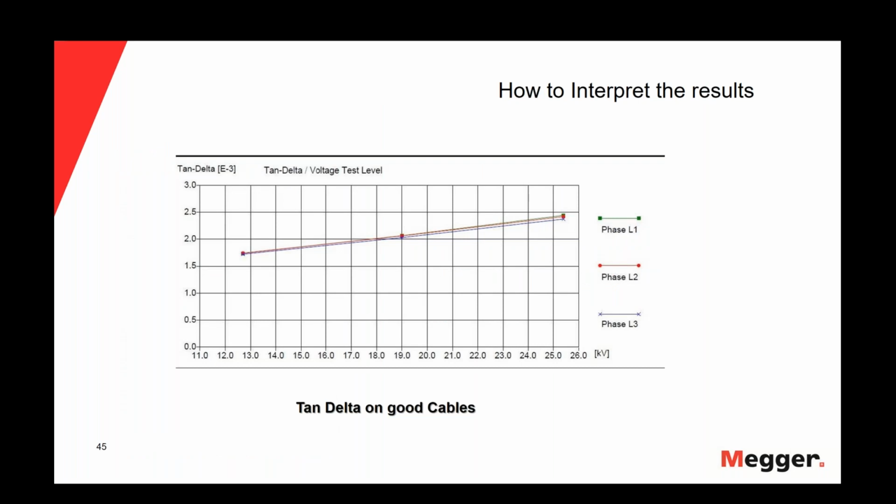To show you some results of the tan delta, in this graph we are seeing the tan delta of good cables. You can see that the three phases have pretty much the same behavior. Of course, we have a little increase of the tan delta as we increase the voltage, but this is a good result.